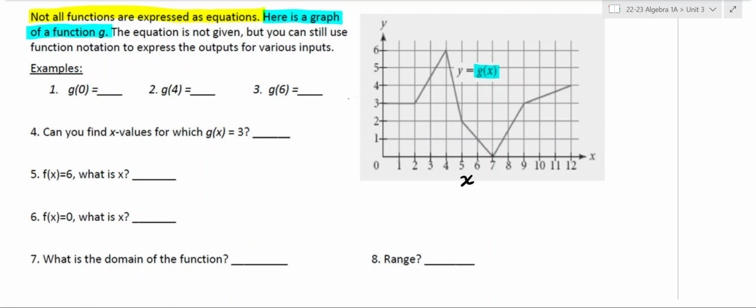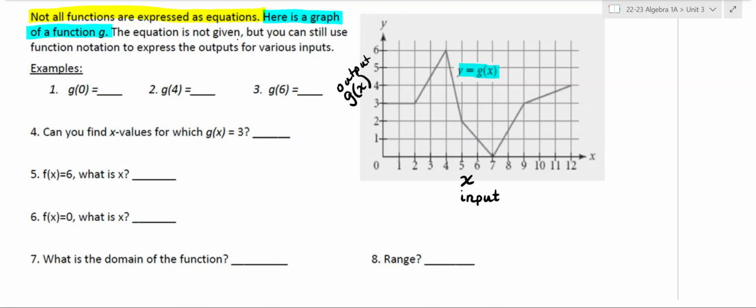I'm stuck on f. This one is g of x, okay? This is input, and this is the output. Remember, g of x is equal to y, okay? So they're one and the same. That's why it goes on the y-axis.